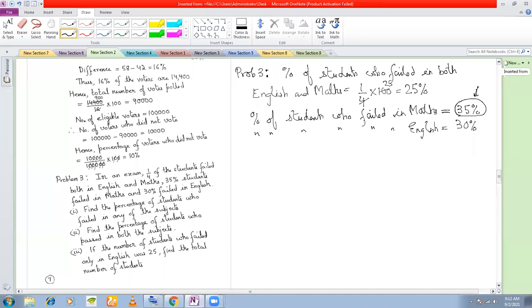Sir, 10% students have failed in maths. Yes, I'm coming to that. But the point here is that if I say 35% of the students have failed in maths, that 35% may also include students who have failed in English or who have passed in English, right? So it does not mean that they have failed in maths only. They may have failed in English also. Now we shall answer the questions.